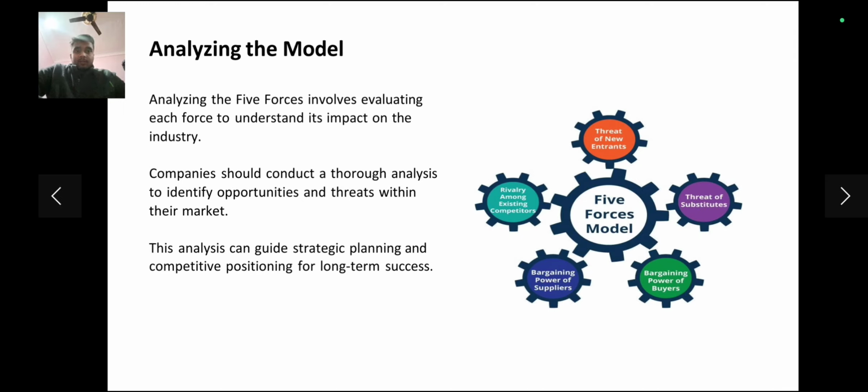Analyzing the model. Analyzing the Five Forces model involves evaluating each force to understand its impact on the industry. Companies should conduct thorough analysis to identify opportunities and threats within their market. This analysis can guide strategic planning and competitive success.